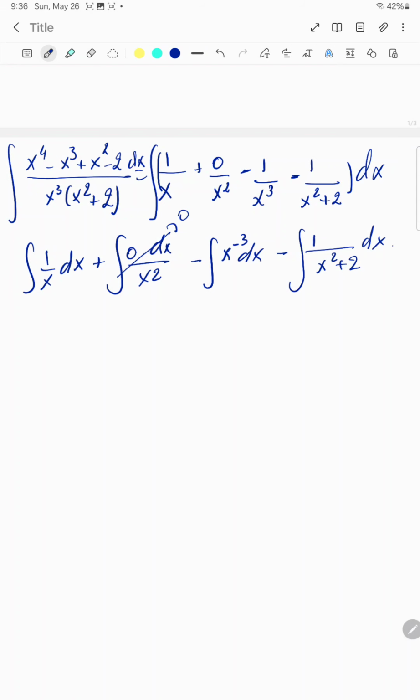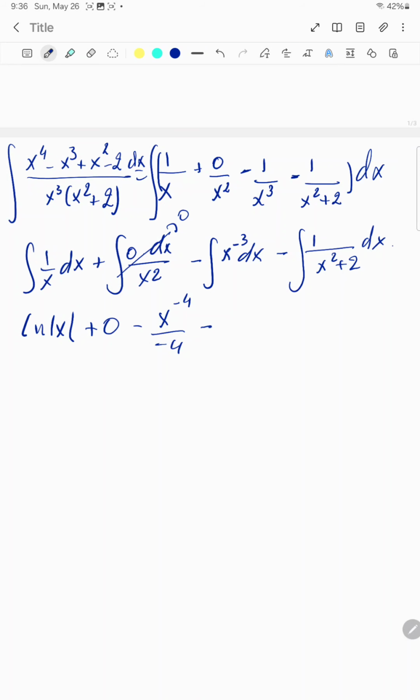And so let's do the integral now. I know the integral of 1 divided by x is ln of x. I will put the plus c at the end, and this is plus 0 minus the integral of x to the power of minus 3, which is x to the power of minus 4 divided by minus 4. And let's do that now.